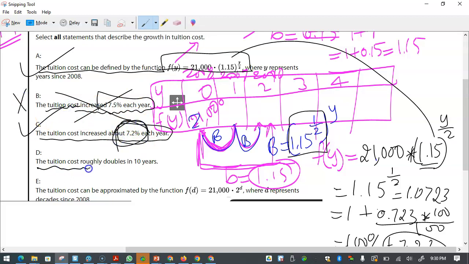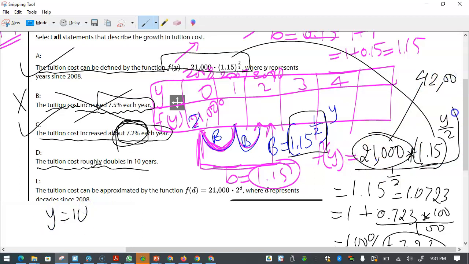The tuition fee cost roughly doubles. So what does that mean? We have to use 10. In the beginning, it was 21,000. Does it become 42,000 in 10 years? So what you have to do is plug in y equals 10 in the formula. The formula is right here.